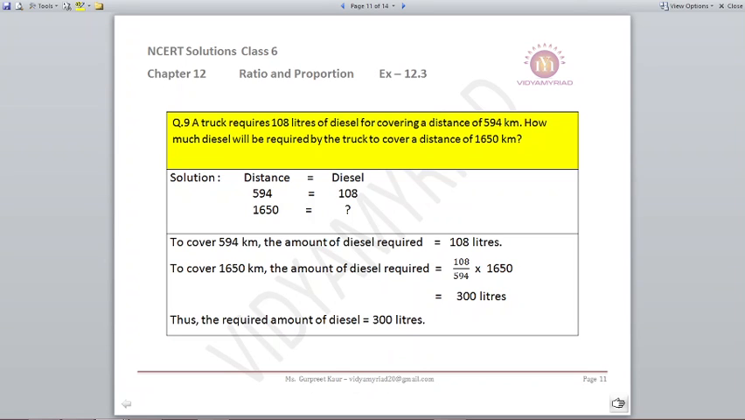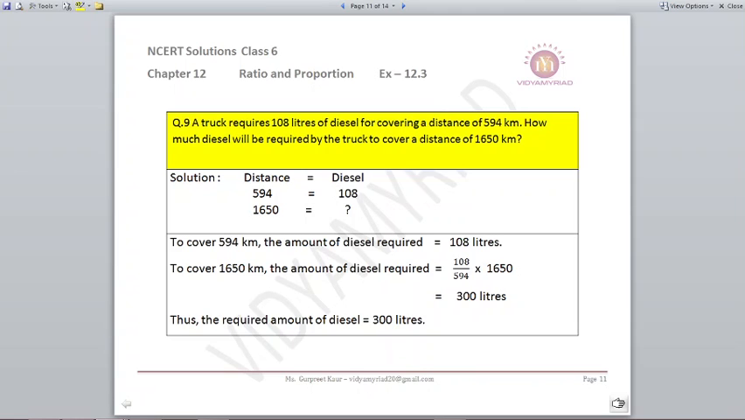Question number 9. A truck requires 108 liters of diesel for covering a distance of 594 kilometers. How much diesel will be required by the truck to cover a distance of 1650 kilometers? So the two things over here are distance and diesel. We need to think what we have to find. We have to find diesel. So diesel we will keep on the right hand side, and distance will come on the left hand side.